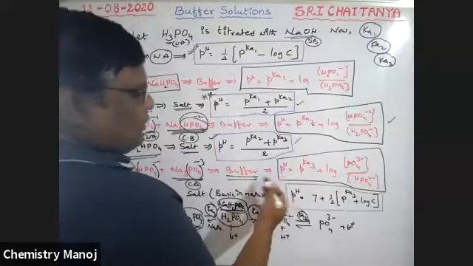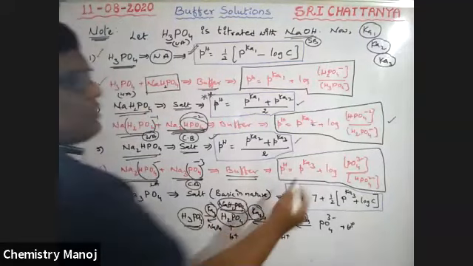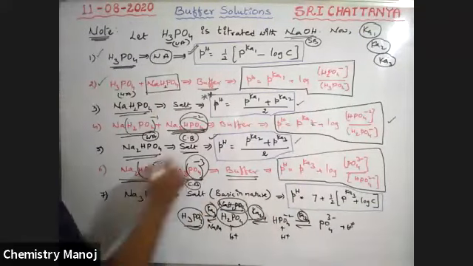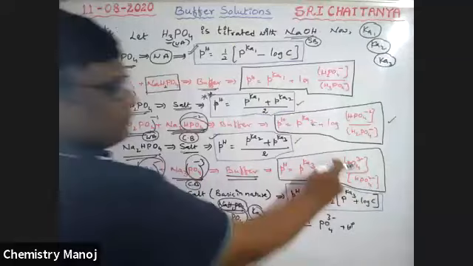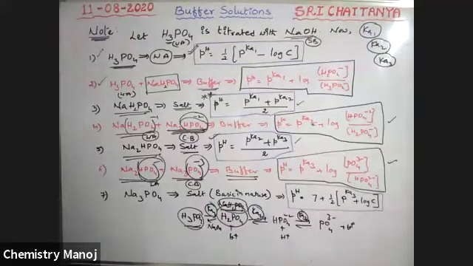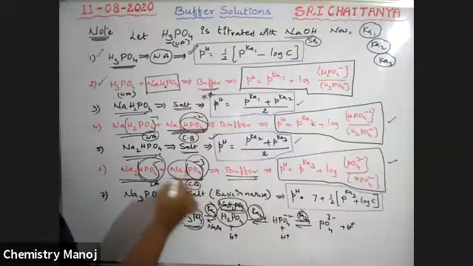That buffer. So here the third dissociation takes place. pH is equal to pKa3 plus log of salt concentration by acid concentration. So this is the buffer solution case. This is a buffer solution.